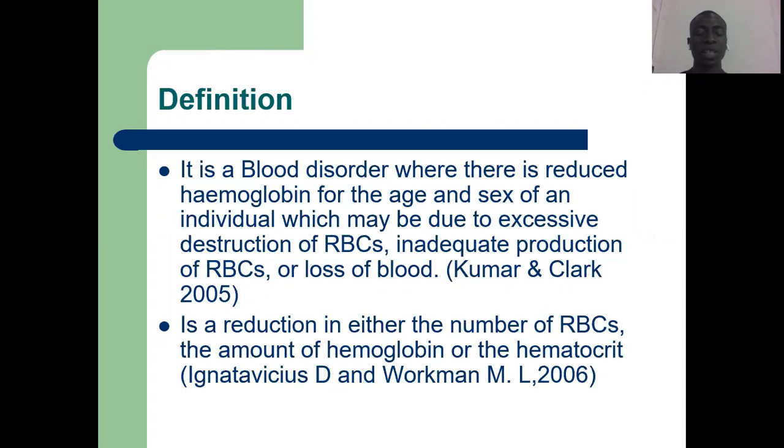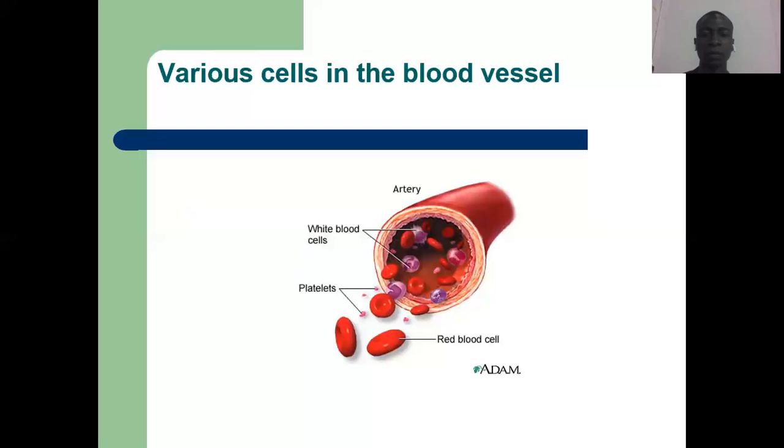Anemia can also be defined as a reduction in either the number of red blood cells, the amount of hemoglobin, or hematocrit. This is according to Weckman 2006. This is just a diagram of a blood vessel showing the red blood cells and white blood cells.